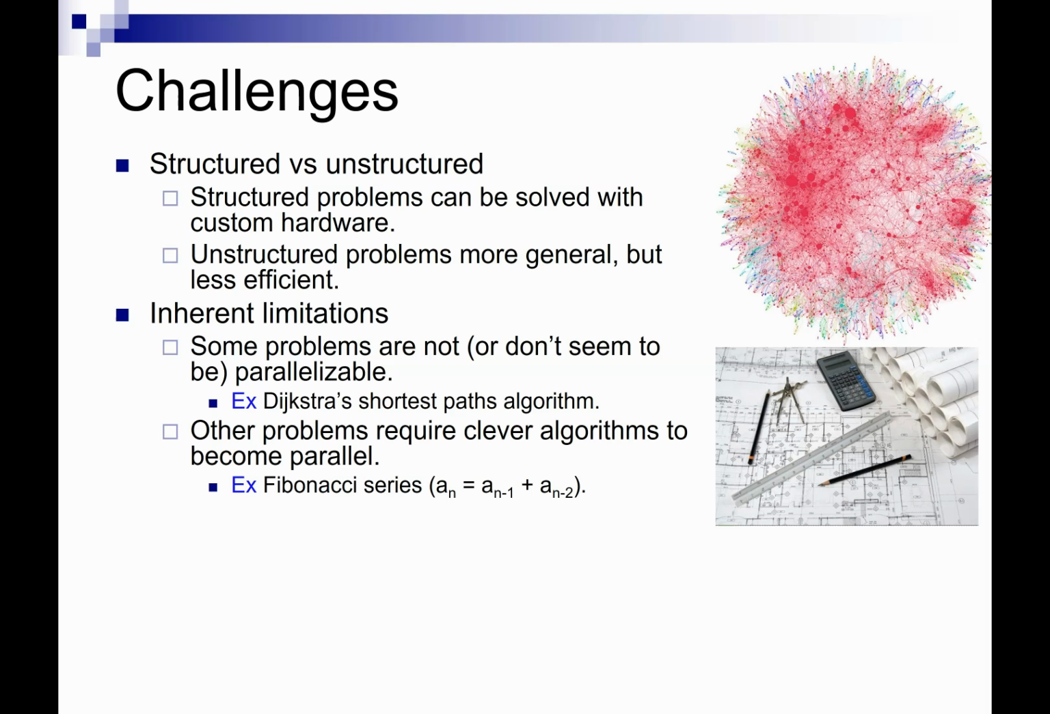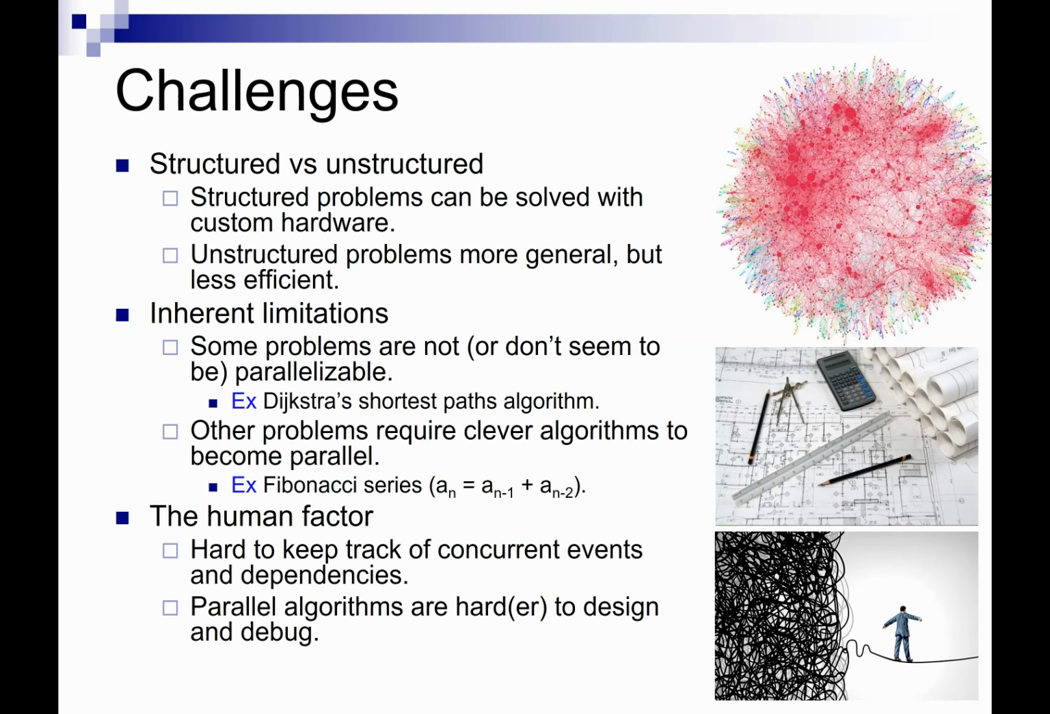So therefore, a big part of parallel computing is coming up with algorithms that can solve a problem with sufficient parallelism. But sometimes, you know, we're stuck. There are problems that nobody has been able to come up with efficient parallel solutions for, like this Dijkstra's problem.